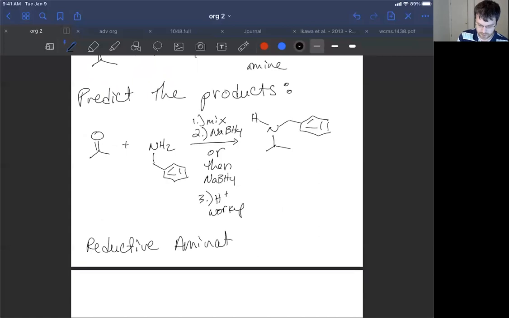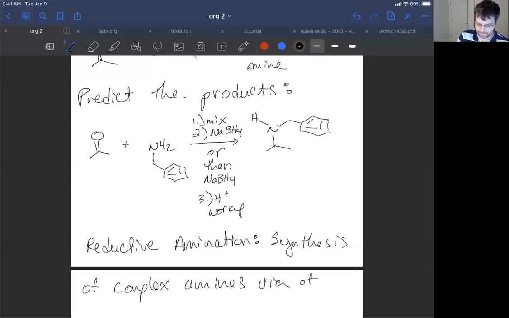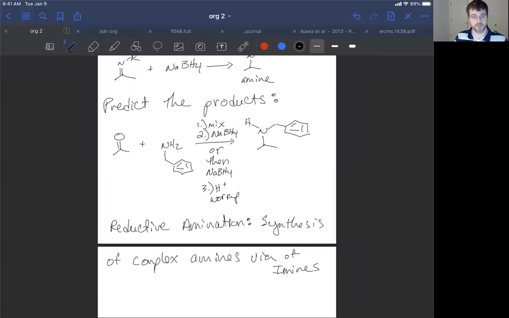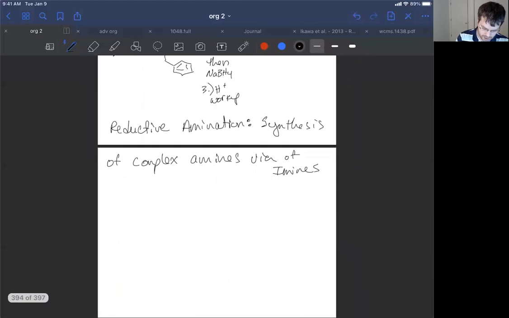And it allows for the synthesis of complex amines through the intermediacy of imines. So we're going to use imines as an intermediate to make complex amines. Okay, so super important chemical process. Now the next thing I want to mention is the reaction of Grignard reagents with imines. So this is going to be really the Grignard reaction of imines.